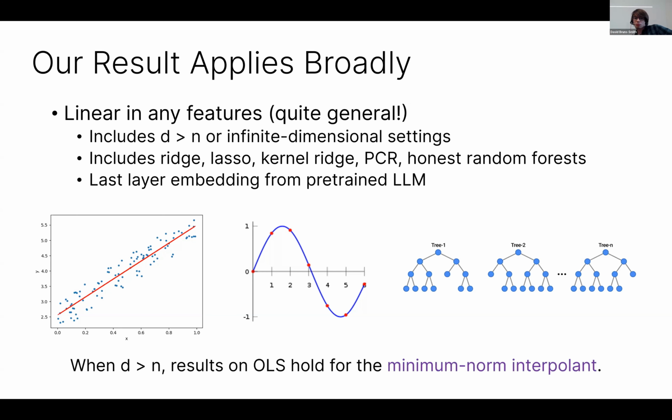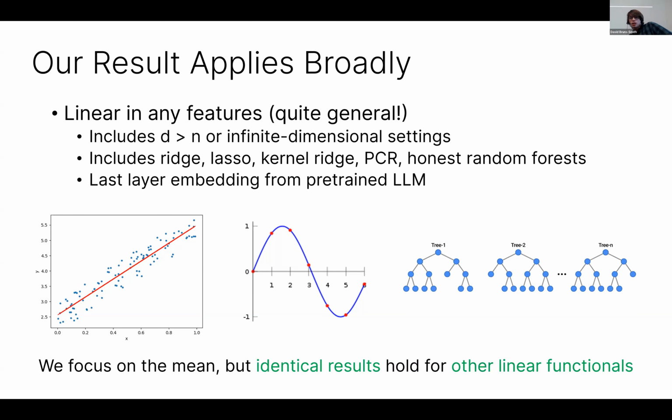When D is bigger than N, you have to be a little bit careful with the definition of beta OLS. It turns out that it corresponds to the minimum norm interpolant, and we talk about that in the appendix. Similarly, while in this talk I've focused on the mean, which is half of the ATE, identical results hold for other linear functionals. So you can choose any mean squared continuous linear functional. This result is still going to hold, but W hat is just going to estimate the Riesz representer of that particular functional instead.